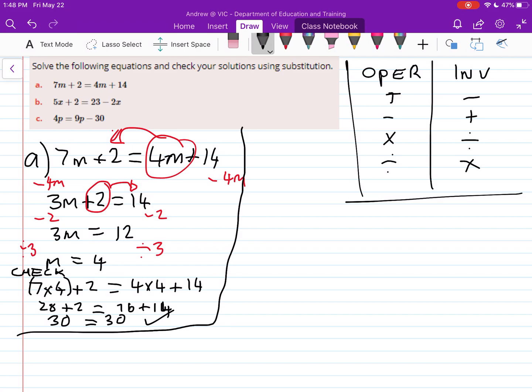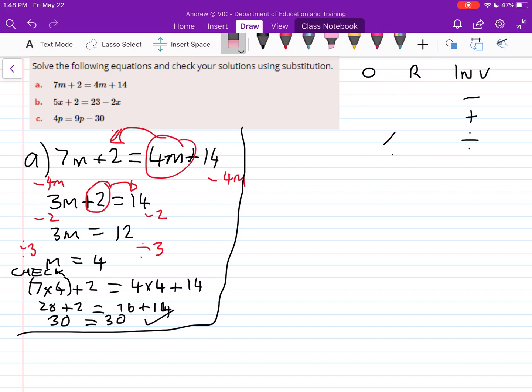Hopefully I've got enough room here. So we're going to go through part B. Might just get rid of our operations inverse at the top, so if you want to get that down, just pause it. Let's see if it wants to get rid of it. There we go.